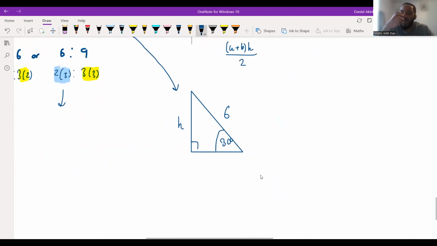What topic is coming to mind? When I see a right angle triangle, I can see an angle there. I know one of the sides, I'm looking for another side. How do I do this? Exactly. Thank you very much, Jimmy. Trigonometry.